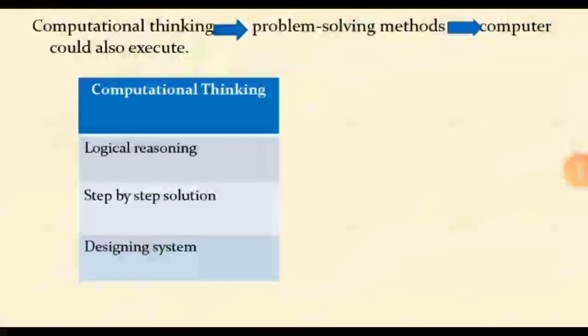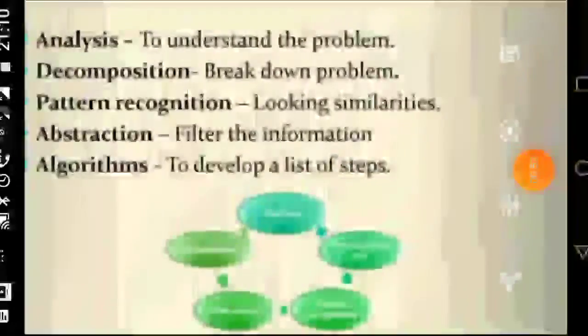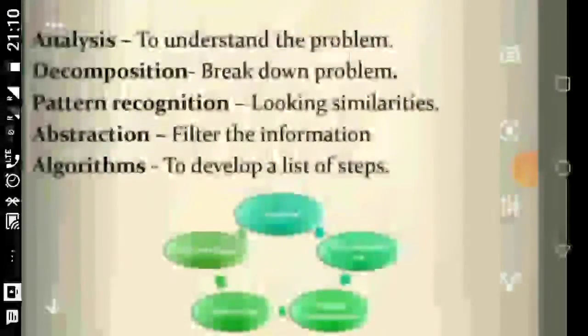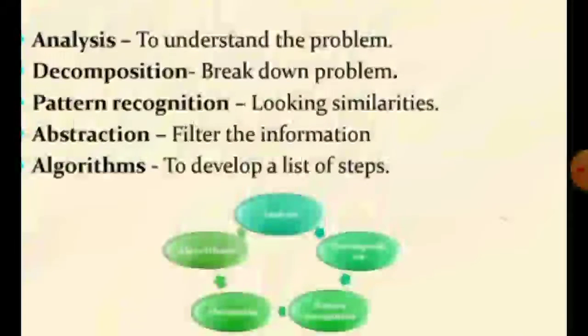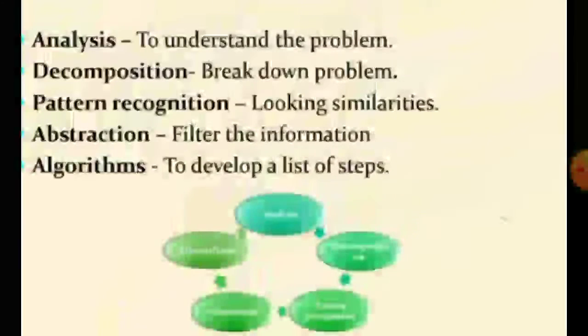Computational thinking is a problem solving method. It involves solving problems by following the concepts necessary for computer science, which include logical reasoning, designing a step by step solution, and designing systems. Now let us see the components of computational thinking.